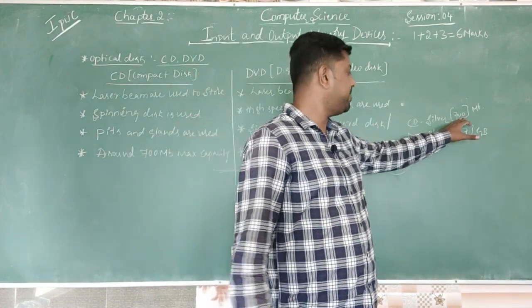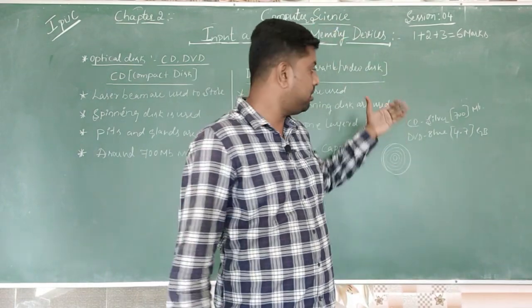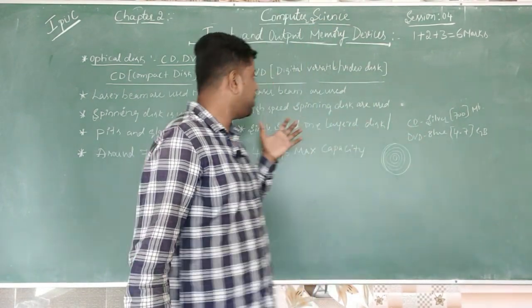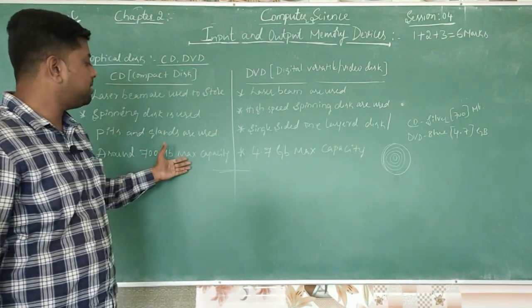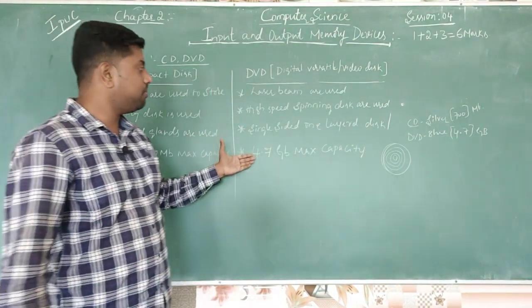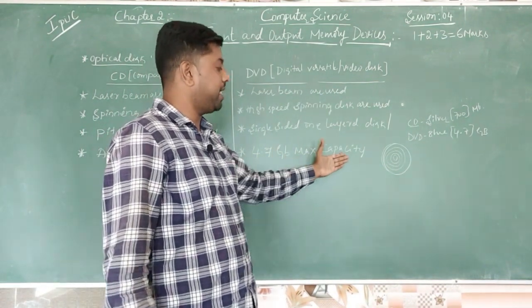It is a very limited size: 700 MB versus 4.7 GB. Since these are both optical devices, the difference between CD and DVD is that around 700 MB is the maximum capacity of a CD, while comparing the same with a DVD, 4.7 GB is the maximum capacity.